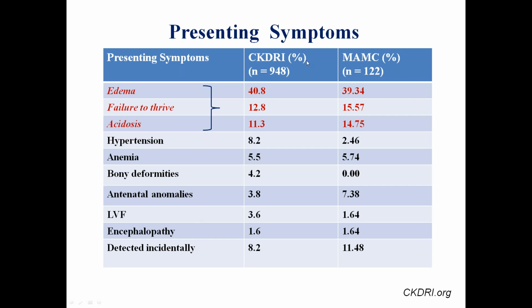This is the data from the pediatric CKD registry of India, and this is our own contribution from our side. The most common presenting features in these patients were edema, failure to thrive, and acidosis, and most of them presented in late stages of CKD, that is CKD stage 4 and stage 5.